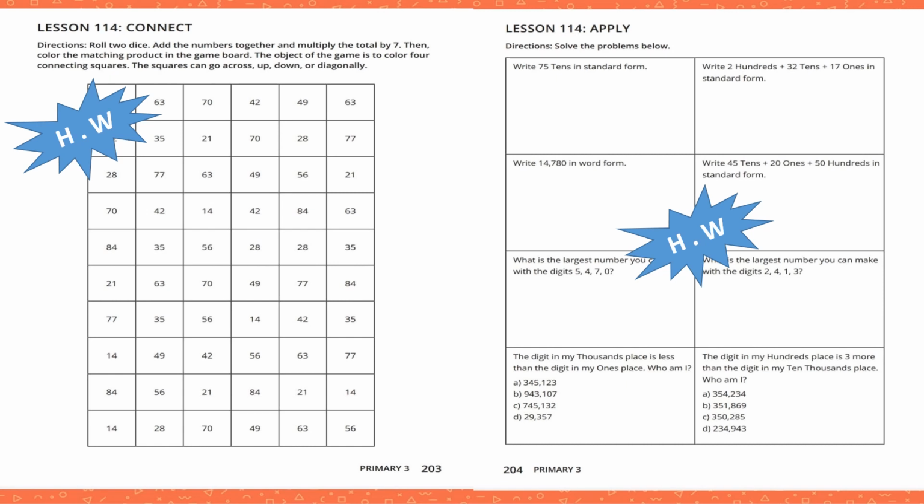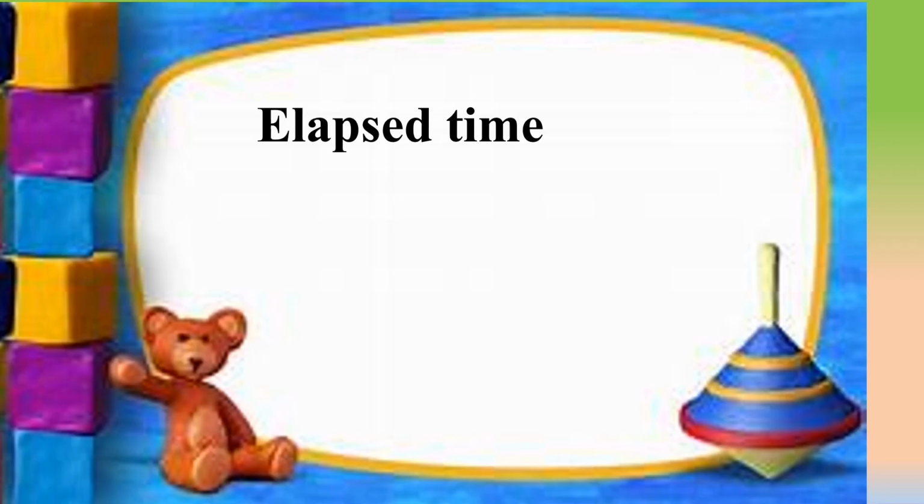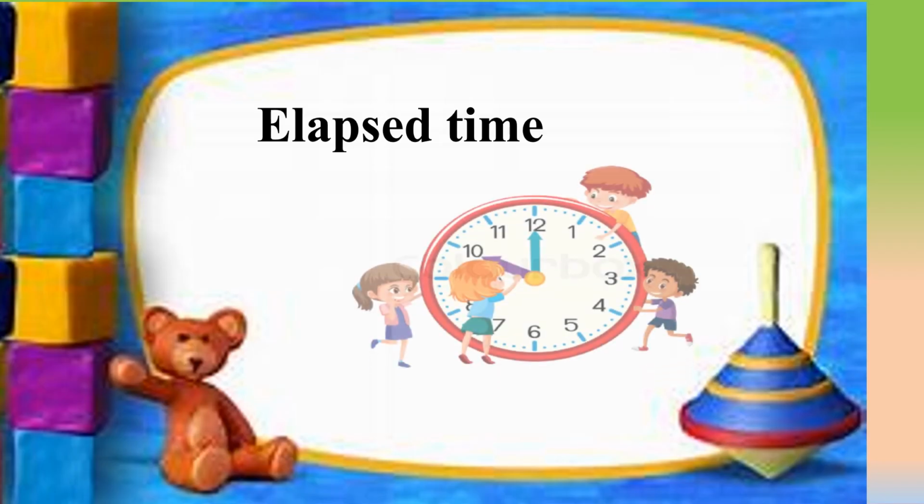Page number 204. The first one, solve the problem below. Write 75 tenths in standard form. 75 tenths, it means I will cancel the word tenths and put a 0. So it will be 750. And I will complete it as homework. Next, elapsed time.